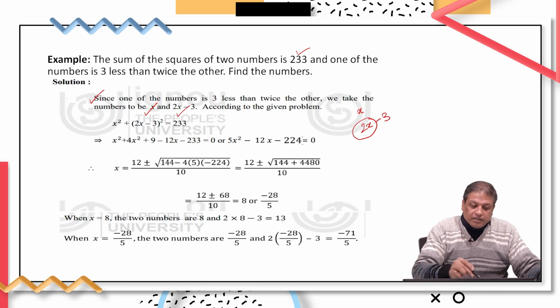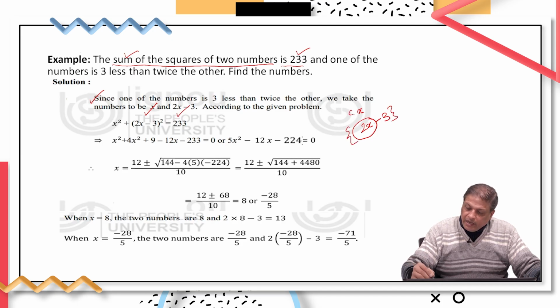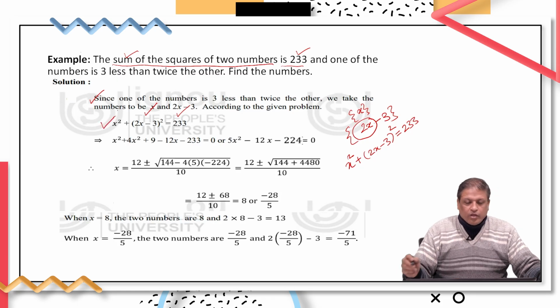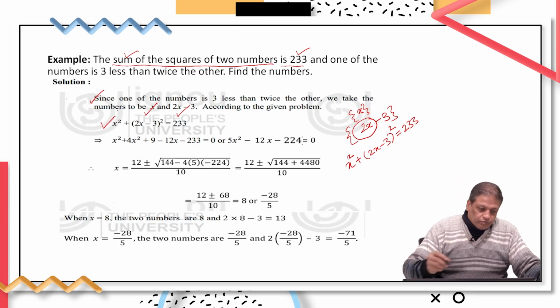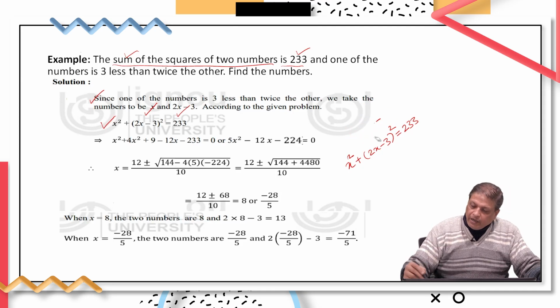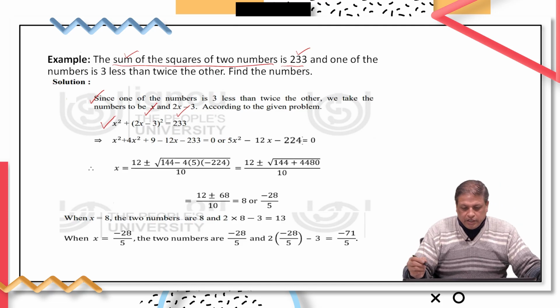And it is said that the sum of the squares of the two numbers is 233. So the two numbers are 2x minus 3 and x. So the sum of the squares means x square plus (2x minus 3) square, and this turns out to be 233. I hope you understood how we formulate this equation. Now this is a word problem, and we are using the concepts which we have learned till now to solve such problems, where we are supposed to find the numbers.